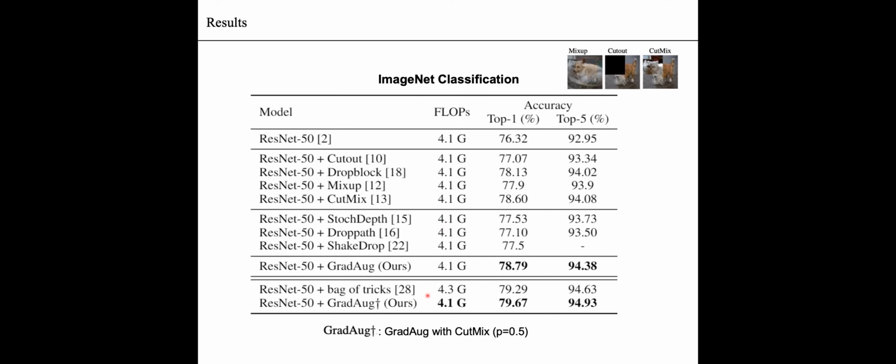So one thing we did is take the best data-level augmentation, CutMix, as the transformation strategy and combine it with our subnetworks. We have this Grad-Aug plus here. That means we take the CutMix augmented image as the input to the subnetworks. As you can see here, it is able to further improve the performance, almost reaching a 1% improvement for the top-one accuracy.